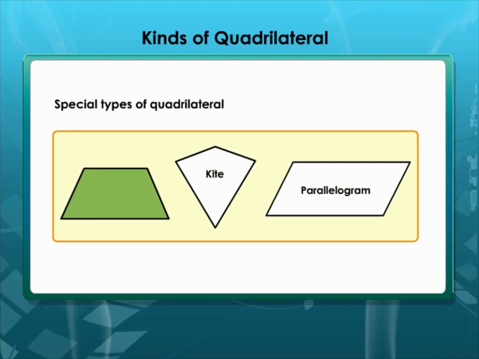There are special types of quadrilaterals. They are Trapezium, Kite, Parallelogram. Let us briefly discuss about it here.